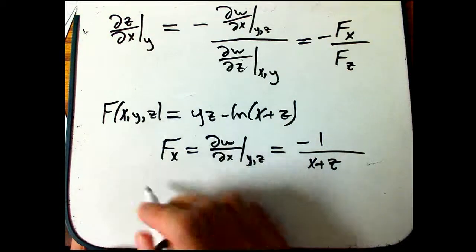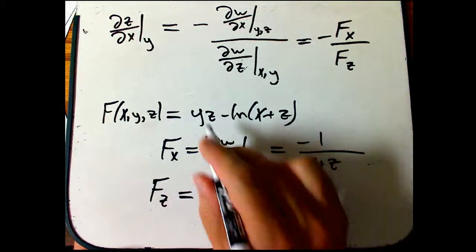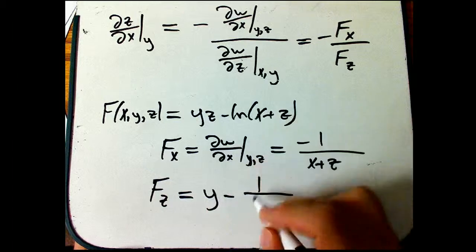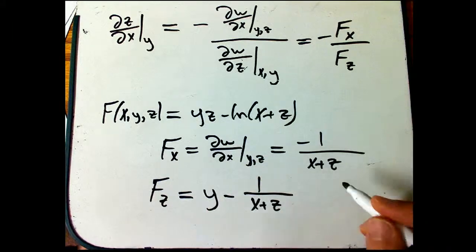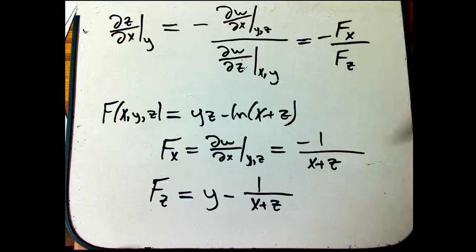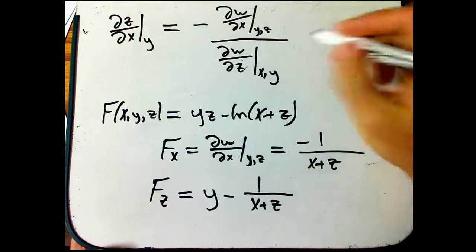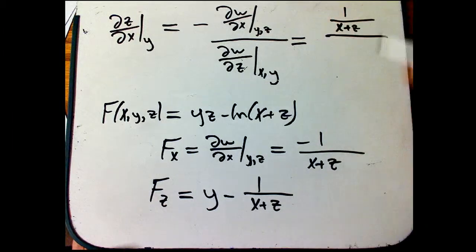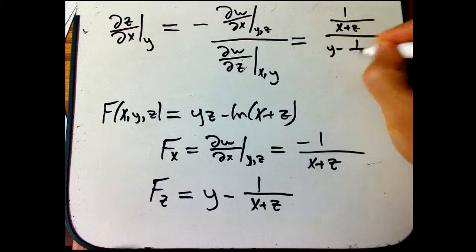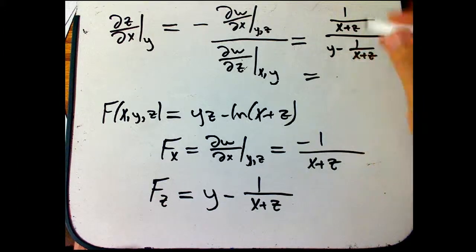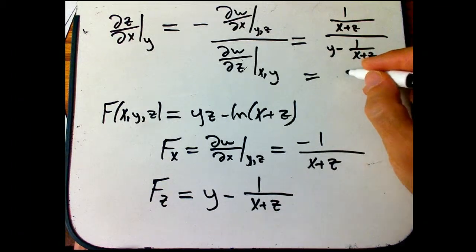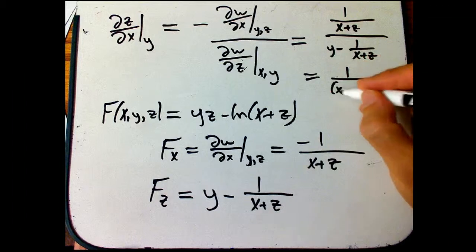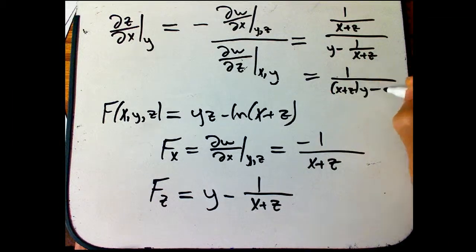Oh, I don't need an equals there. Fz, that's going to be y minus, basically the same thing. Again, the chain rule would just be 1. And up here, let me just shoehorn it in up here. So that's going to be 1 over x plus z, with the minus sign canceled, and then over y minus 1 over x plus z. And I can do a little common denominator and canceling here. Multiply both top and bottom by x plus z, basically. And that's going to be 1 over the quantity x plus z, y minus 1.